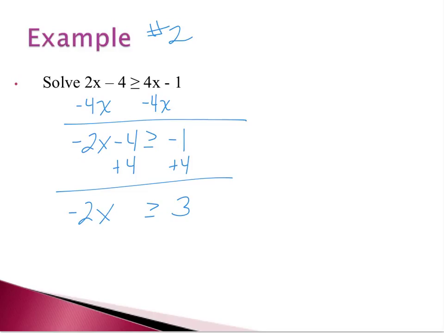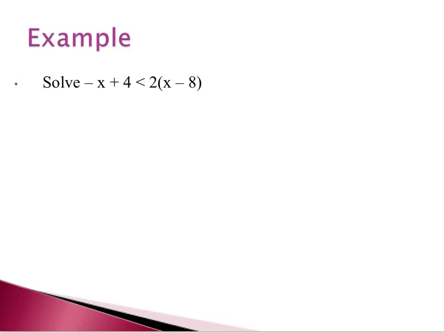To isolate my variable, I need to get rid of that negative 2. So I'm going to divide by negative 2. What I do to one side, I must do to the other. So x is going to equal negative 3/2. And now my sign here must change because I multiplied or divided, in this case divided, by a negative sign.